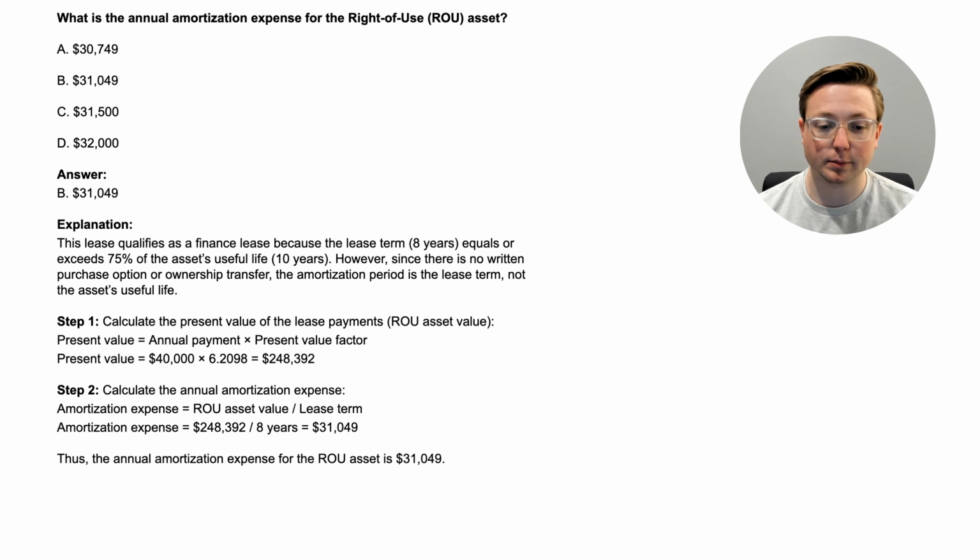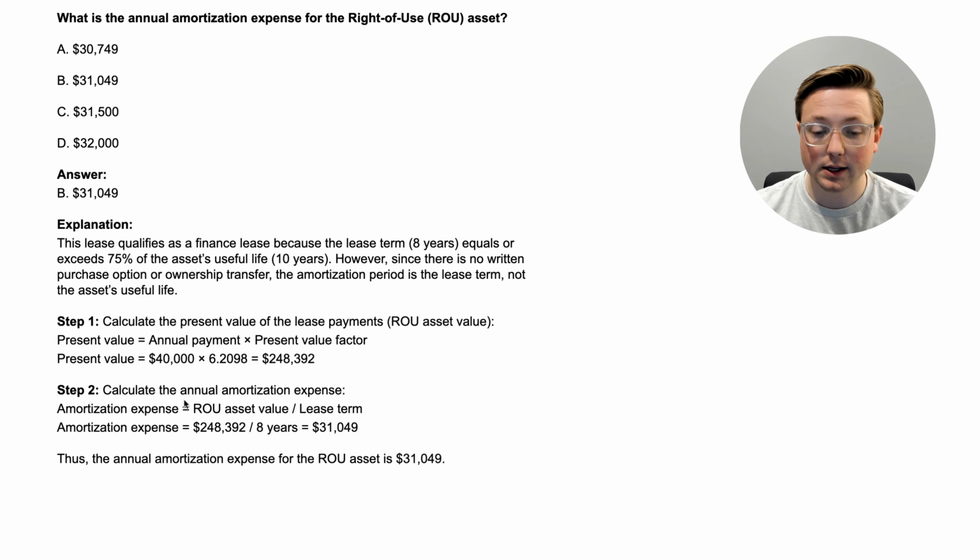So let's walk through this. It's pretty simple. We take the annual payments of $40,000, multiplied by the present value factor that we were given of 6.2098, and that gives us $248,392 as the present value of the minimum lease payments, and that is going to be the lease liability and the right of use asset at the beginning of the lease. So that's what we initially record.